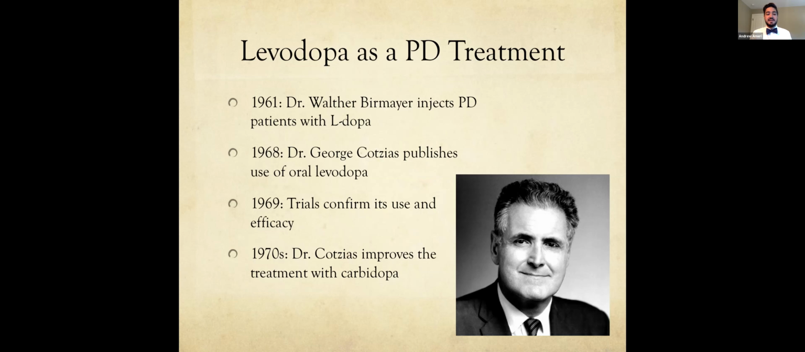In the early 1970s, George Cotzias improved on levodopa and established the combined use of levodopa with a peripheral dopamine decarboxylase inhibitor, now known as carbidopa. This prevented levodopa from being broken down before it reaches the brain, allowing for lower doses to be used, leading to less nausea and vomiting. This is why the combination pill is now known as Sinemet, or "Sin-Emesis."